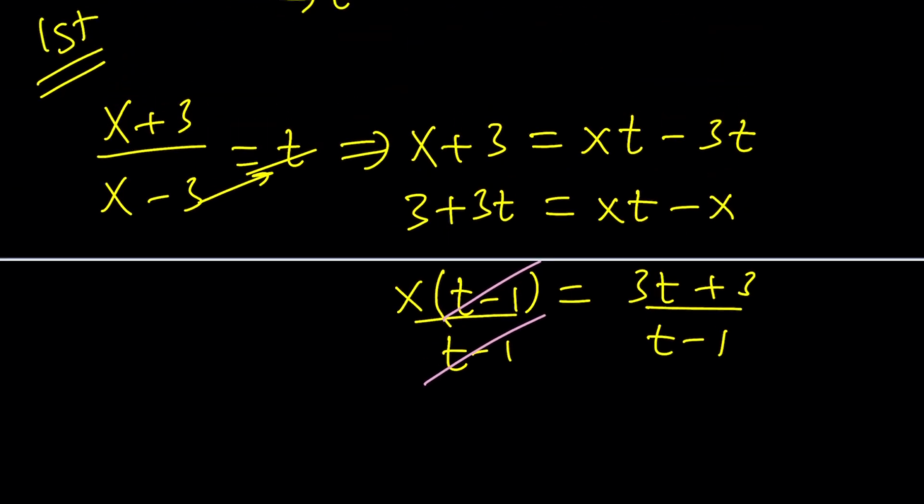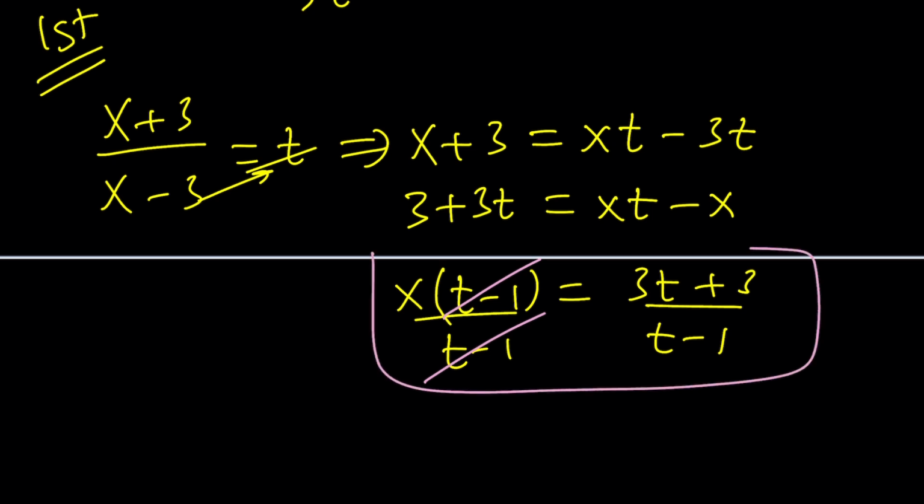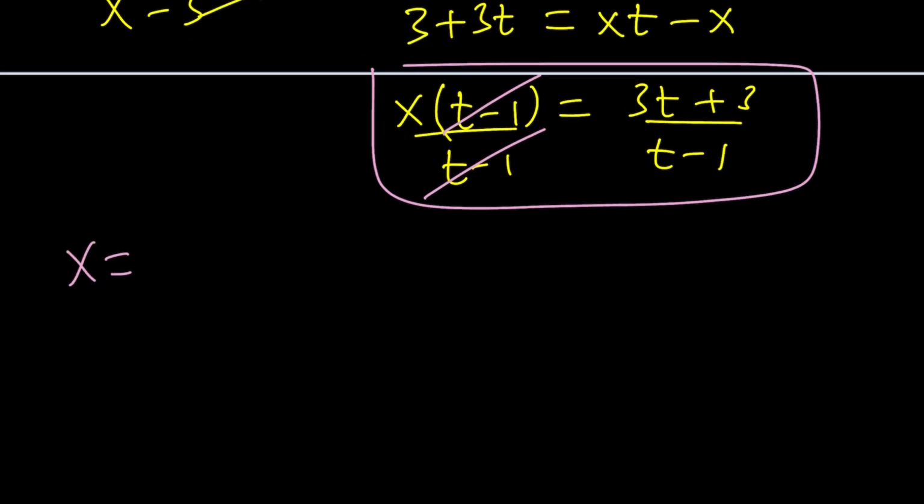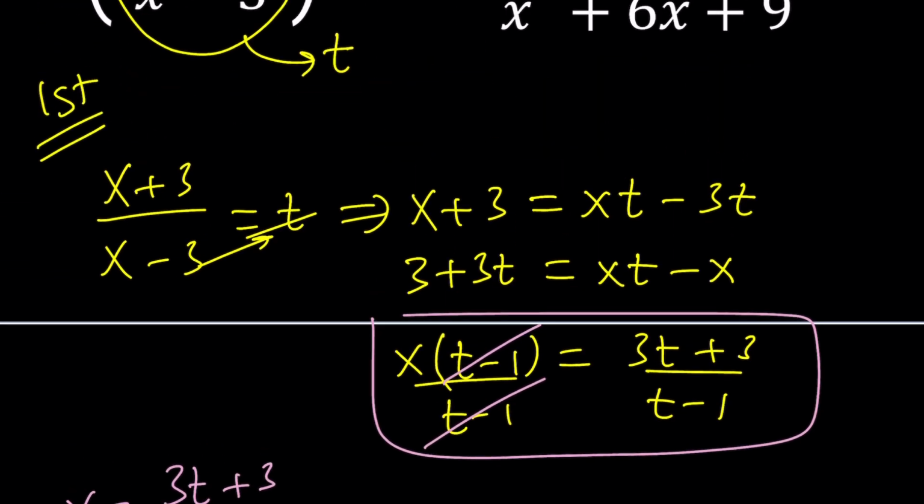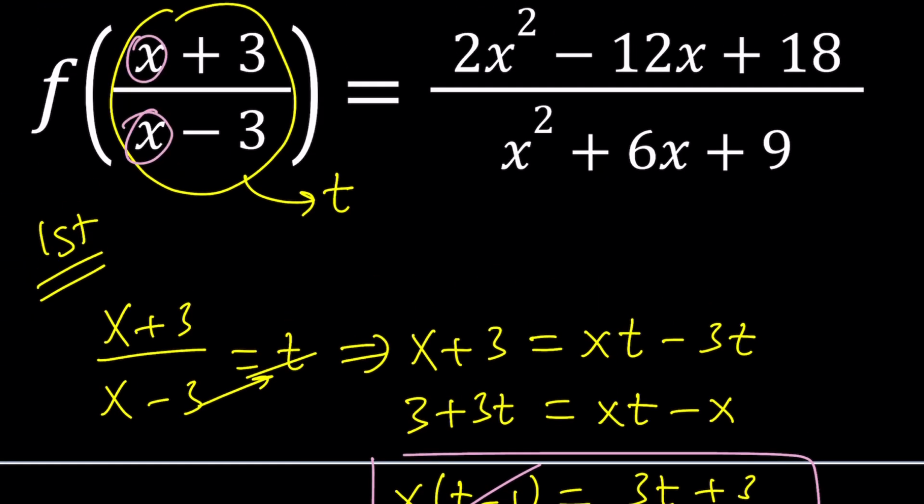So now, if (x plus 3) over (x minus 3) is equal to t, then x is equal to this. Let's go ahead and rewrite it. x equals (3t plus 3) divided by (t minus 1). Now, needless to say, if you substitute this instead of x here and here, that should give you t. You don't need to check that, but if you want, you can definitely do it.